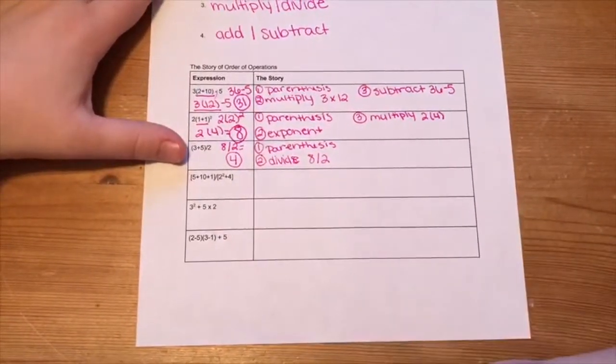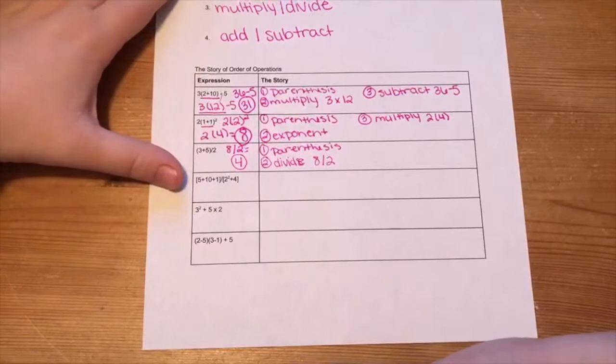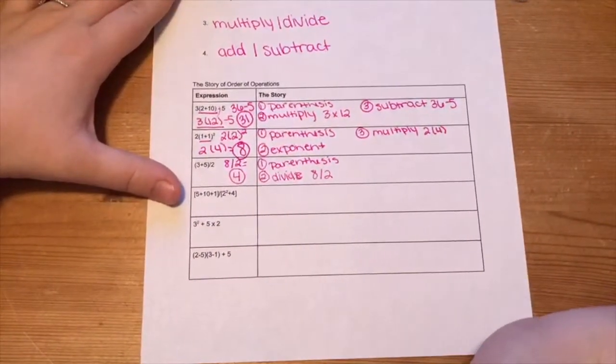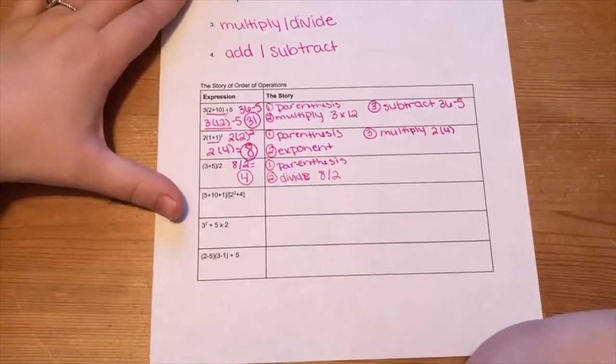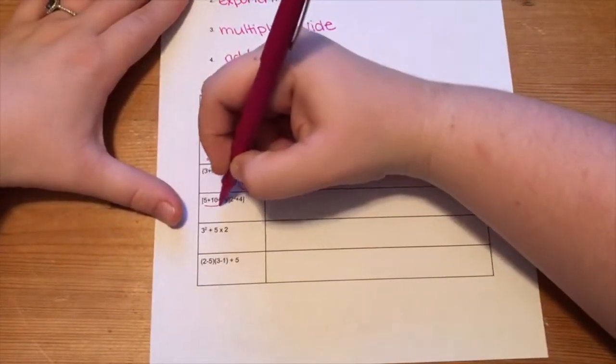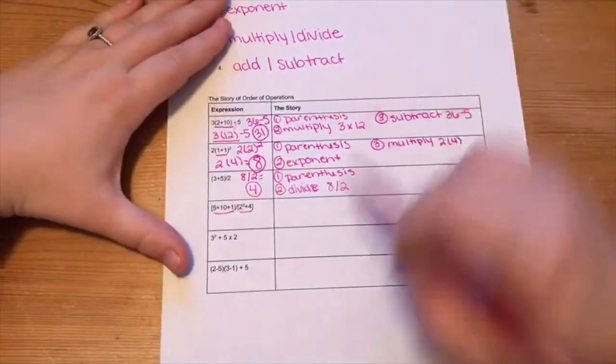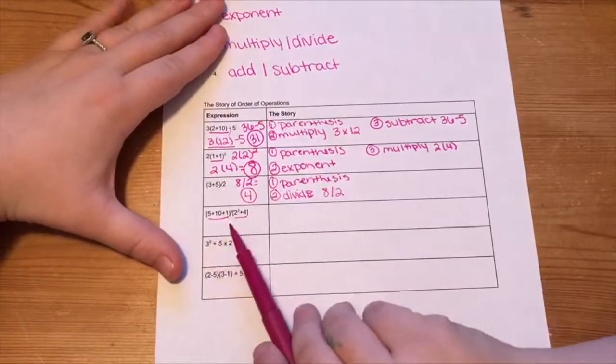Let's take a look at this next one. I lied, we're going to do one more. This one has some brackets, but the brackets are going to be the same thing. We're going to treat them just like parentheses. So I can do either one of these first. I just have to make sure that they're separate. So this one's pretty easy because it's all the same thing.